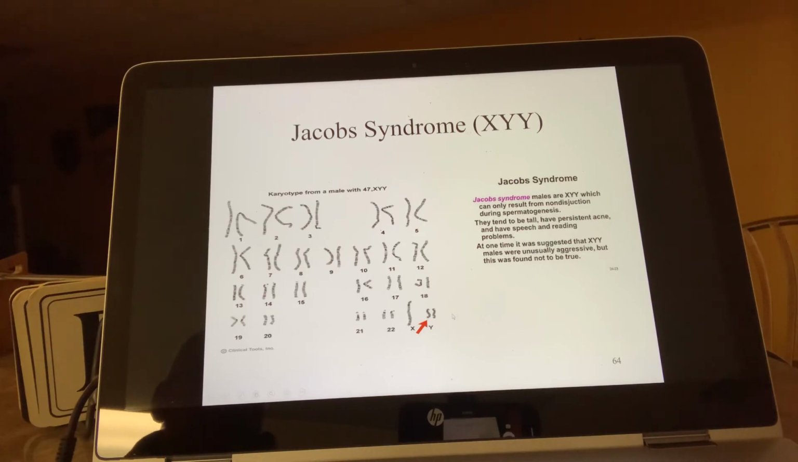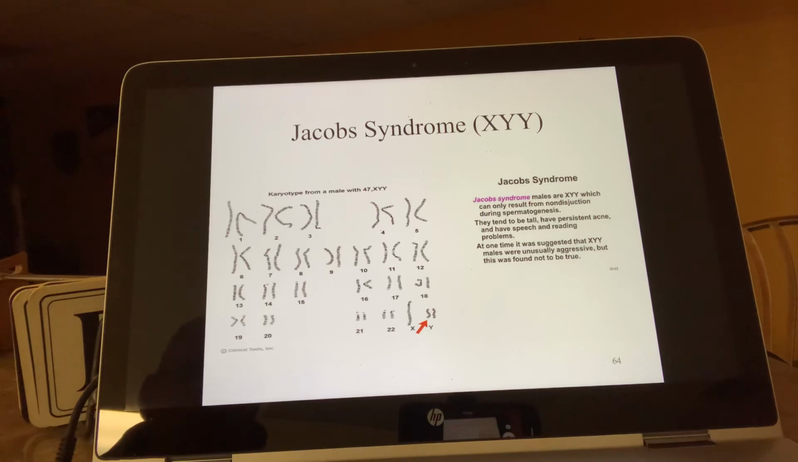These people tend to be tall. They tend to have a lot of severe dermatologic problems, acne. They can have problems with speech and learning. At one point, it was suggested that these people tend to have increased violent or aggressive tendencies.